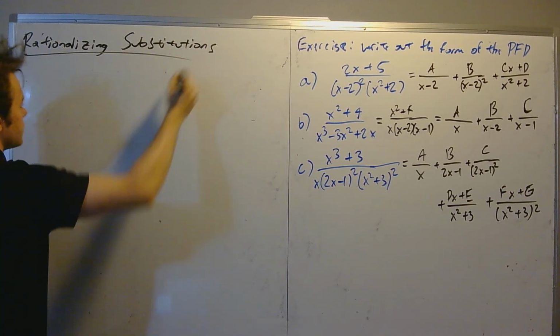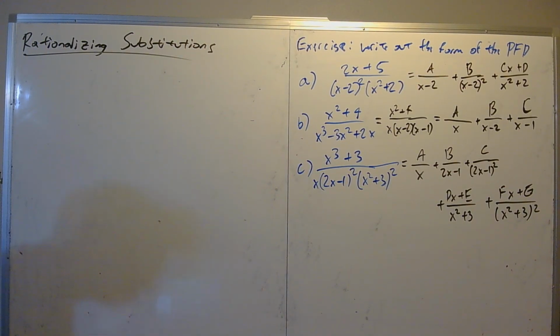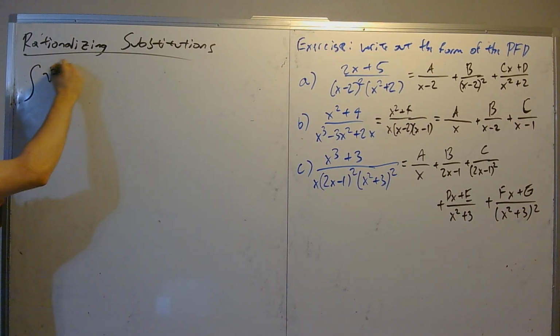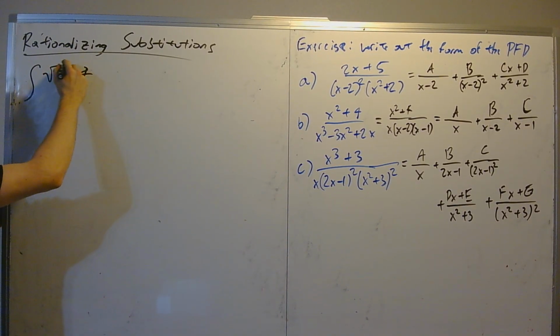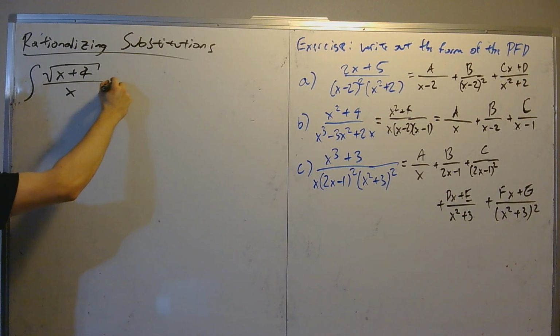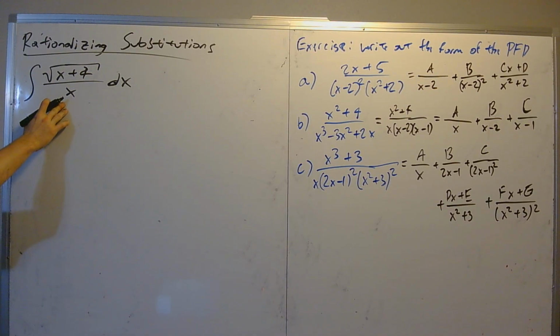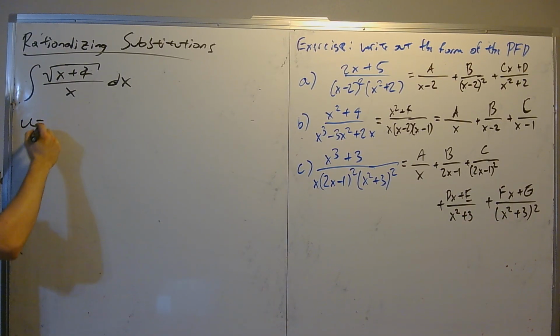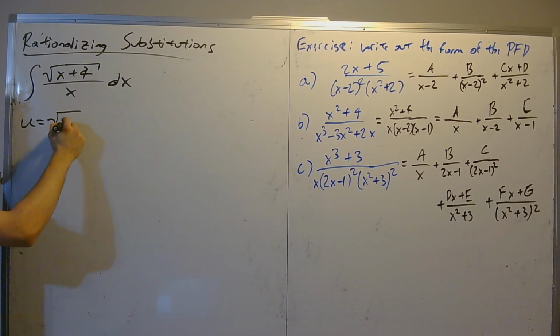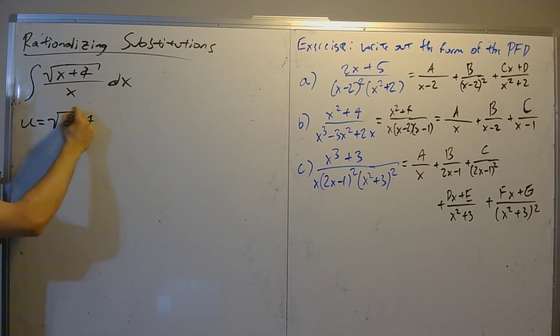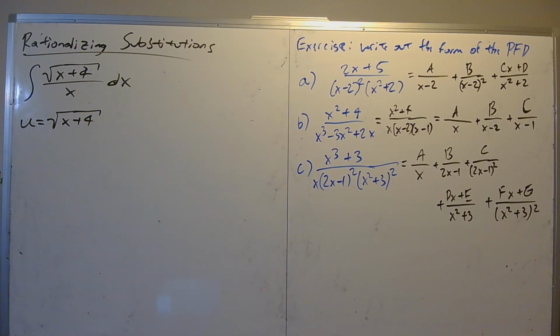So all it's doing is, let's say we have, in this case, the integral of the square root of x plus 4 over x dx. And we're trying to solve this integral. Then we can notice that, well, it doesn't really work if we set u equal to x. It doesn't really work if we set u equal to x plus 4. But what we can try in this case is u equals the square root. Right, so that's what we're going to try.